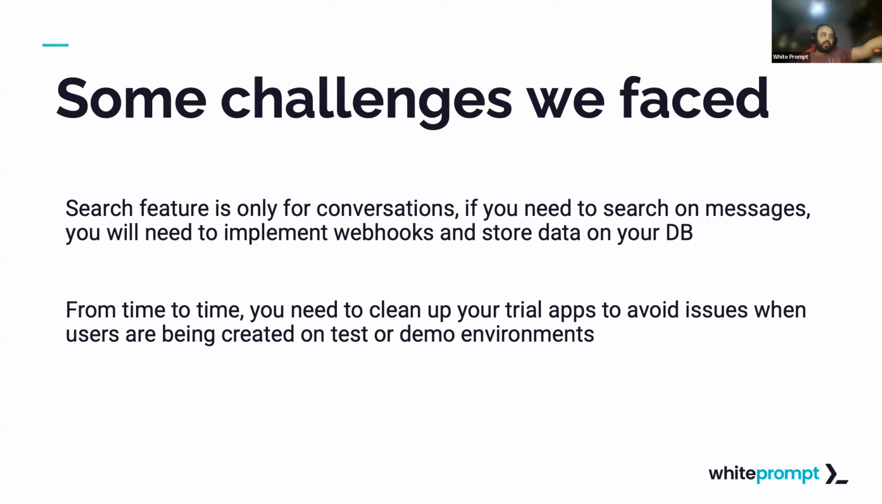Also, there is another thing that may happen: if your application is really old and you have a big QA team, you may end up with more than 25 active users in your trial applications that you use for staging or development, or maybe demo. And then you need to, from time to time, clean up those users or remove them in order to be able to keep creating users and communicating between them.